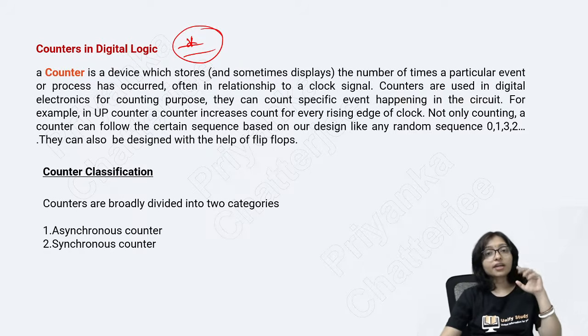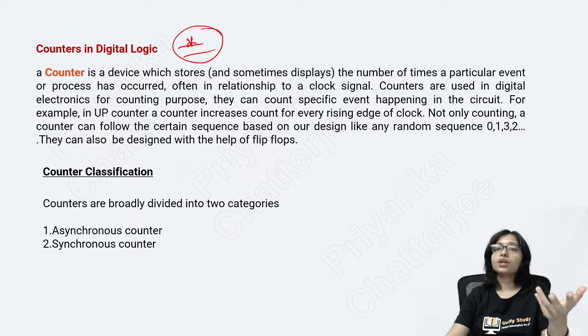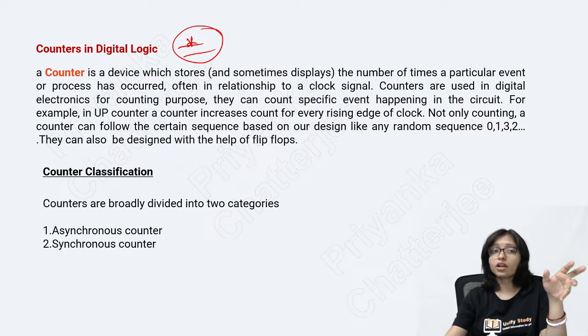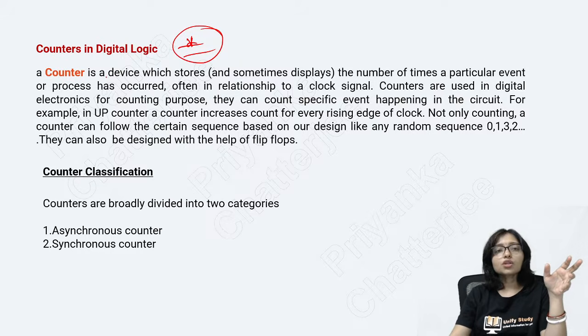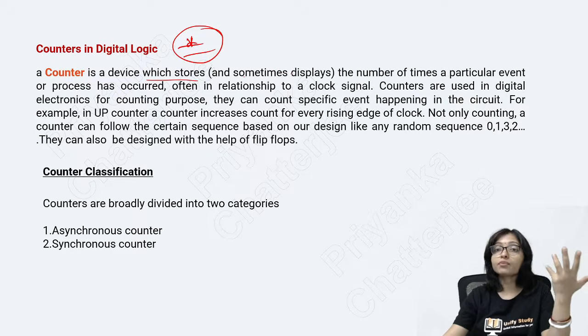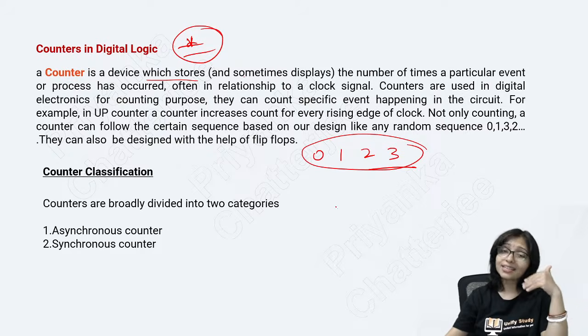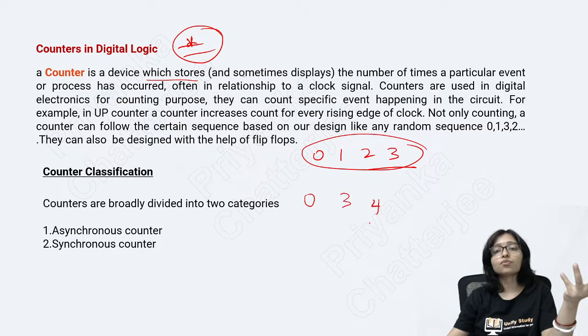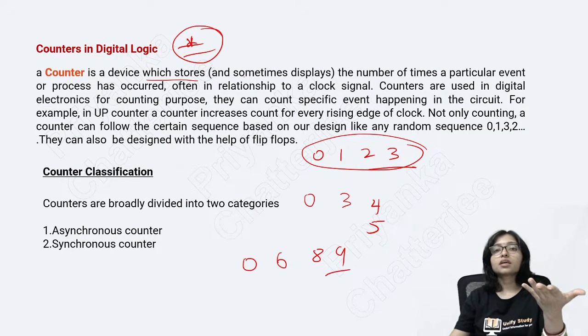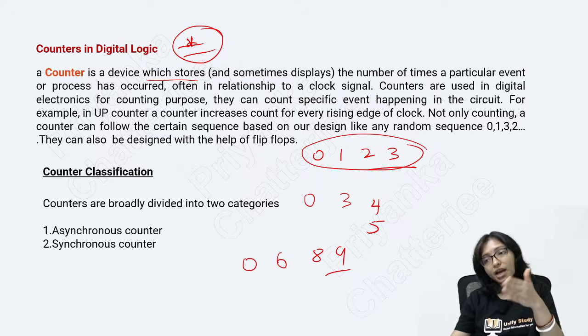Here, counter is used for counting. It is a very important circuit, used for counting purposes. So counter is the device which stores the sequence you are going to count, like 0 1 2 3, or it can be any other sequence, 0 3 4 5, or 0 6 8 9, any sequence. When I want to count it, that time we can use the counter.